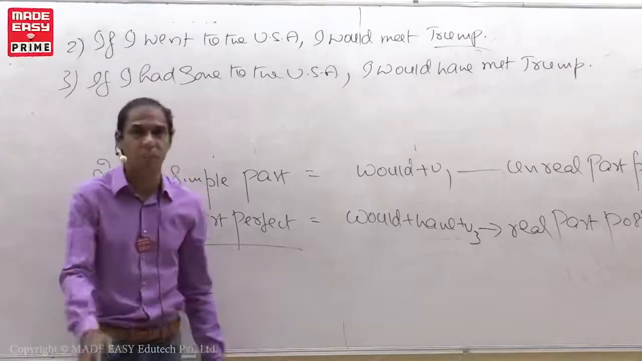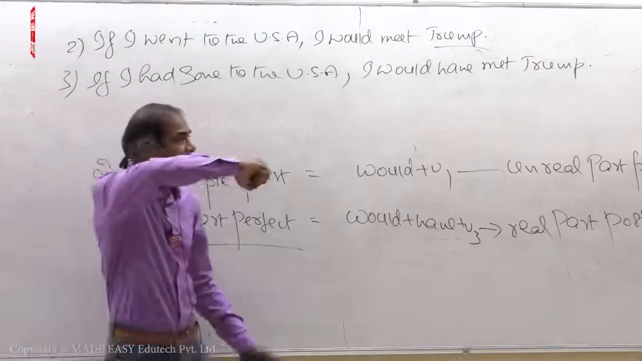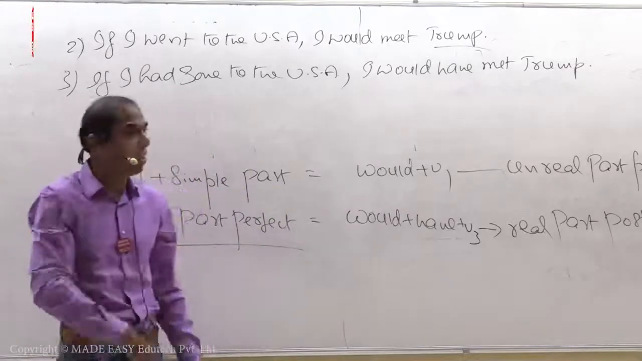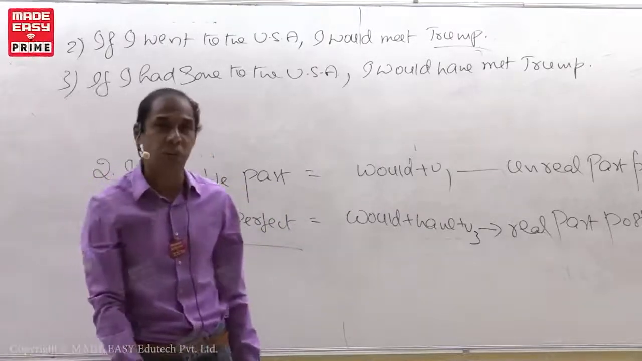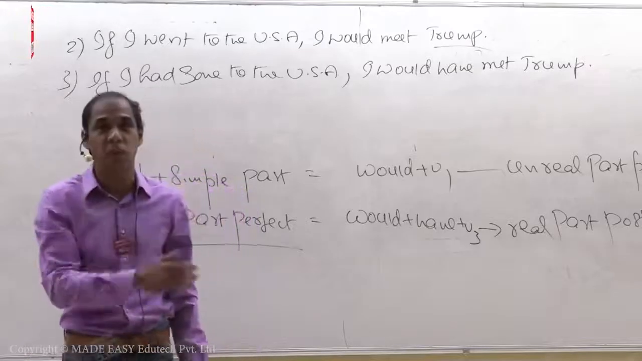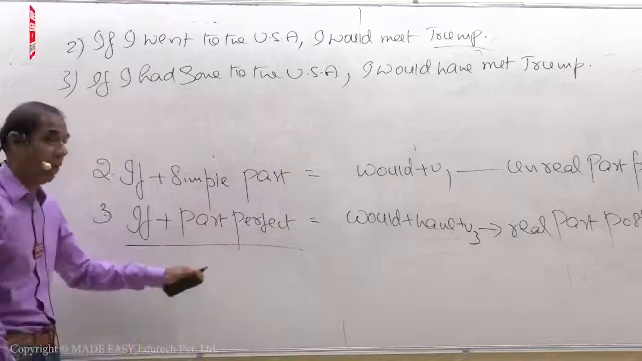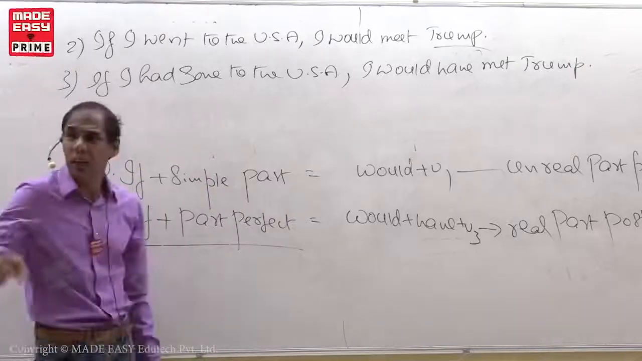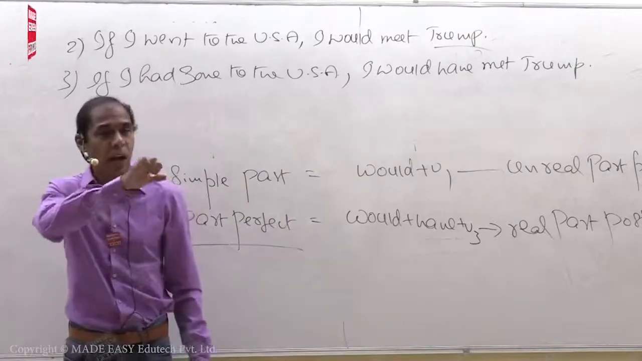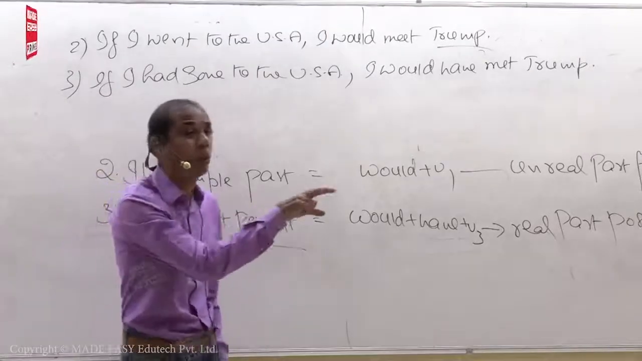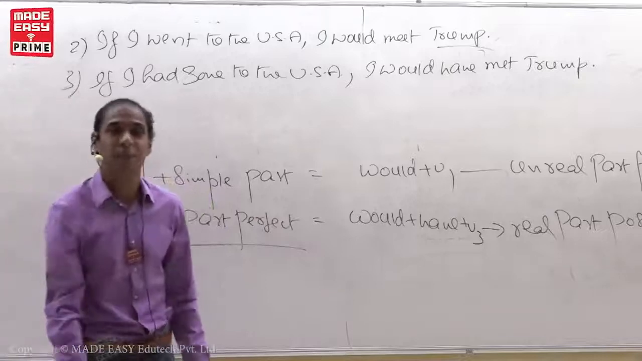For example, if I hit this wall, it would break. Second formula, I have used it. If I hit this wall, it would break. I never can break the wall. My hand will break. Suppose I am using the third formula: if I had hit the wall, it would have broken. It means I am strong enough to break the wall, or else the wall is too weak to be broken by anybody else.